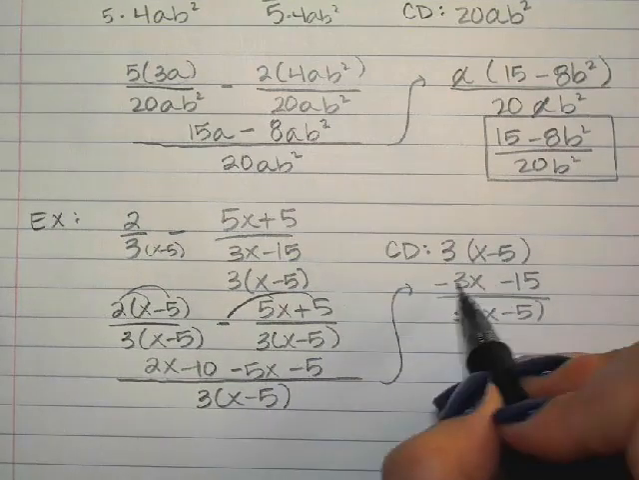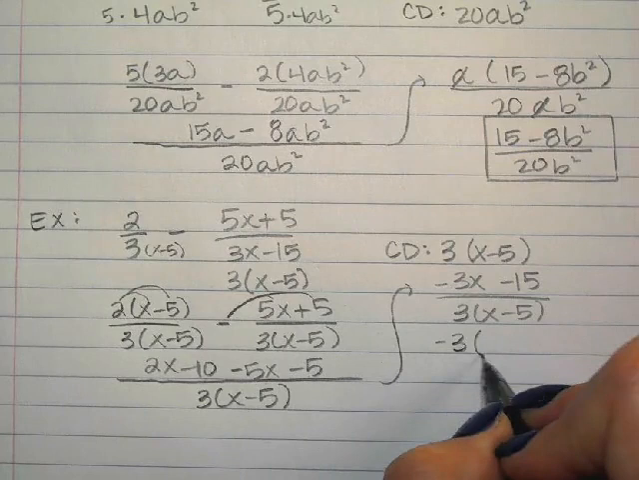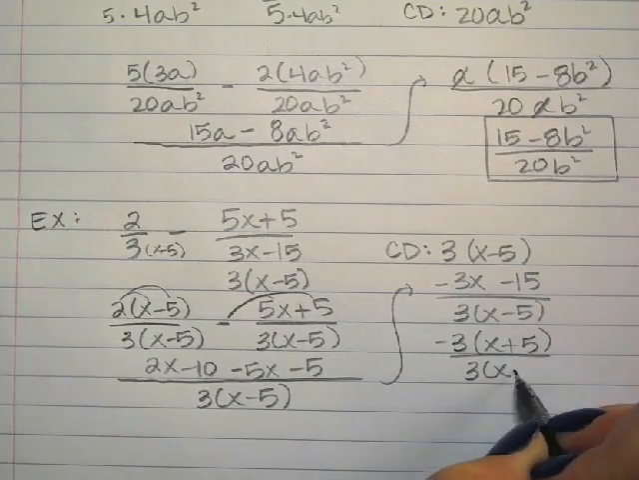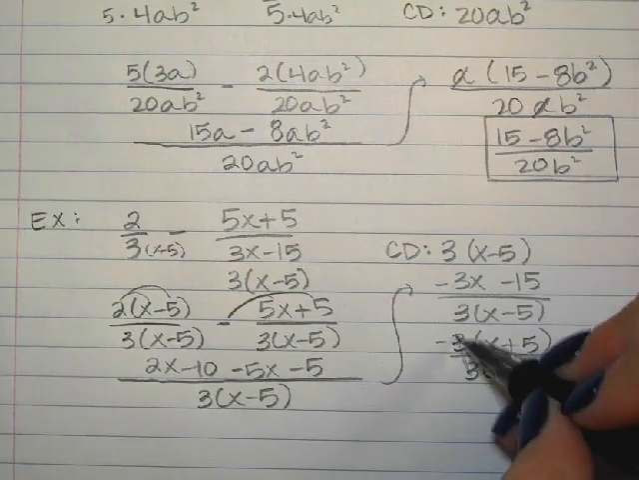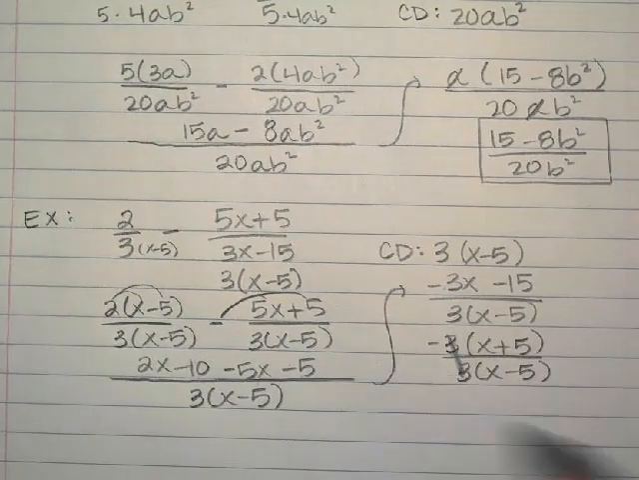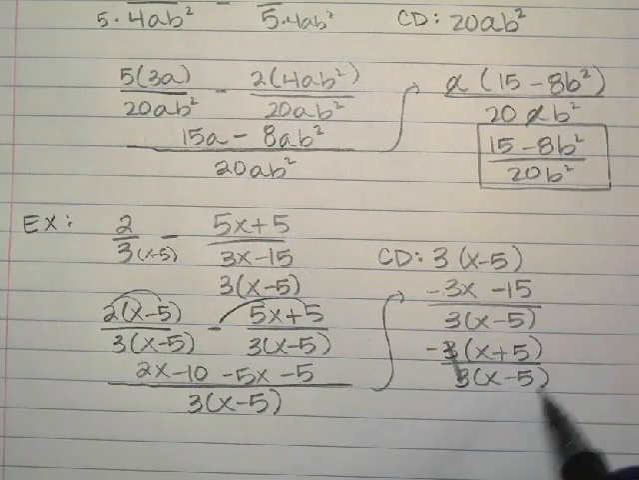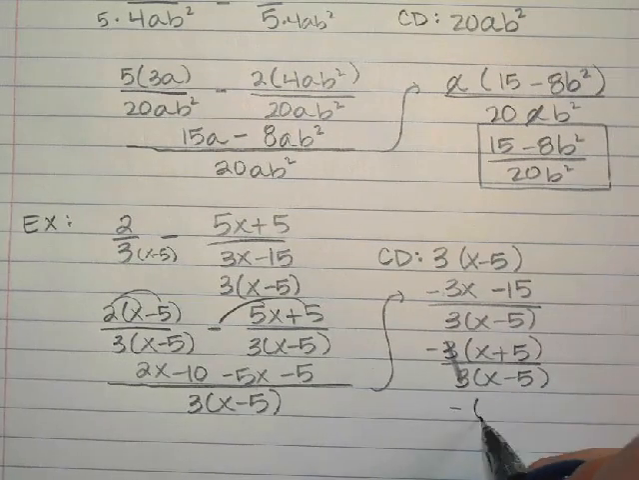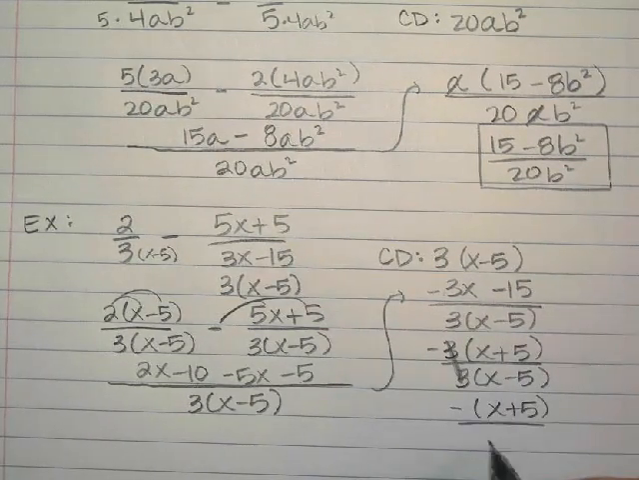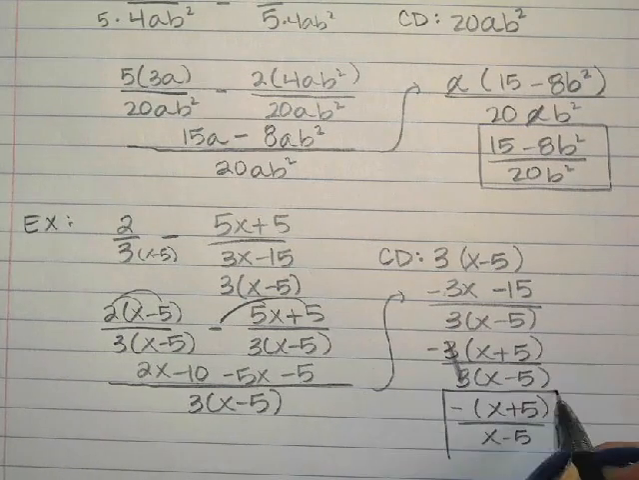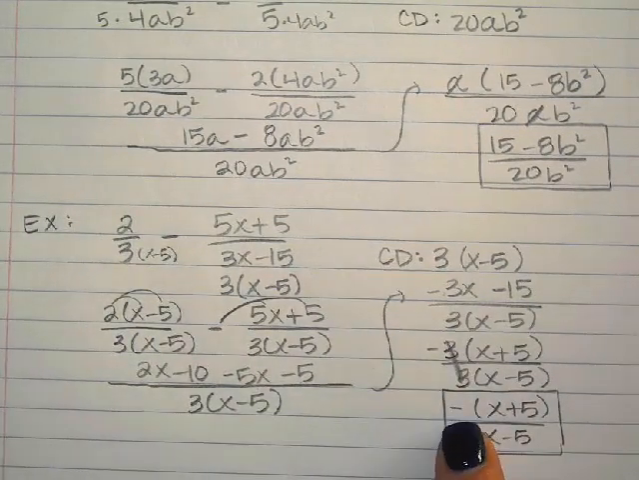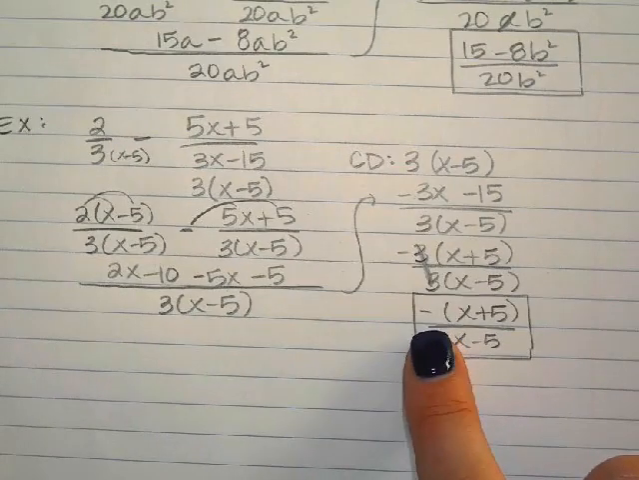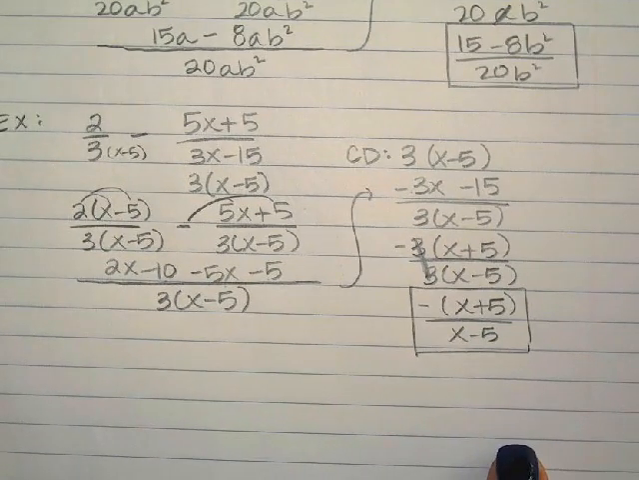On the top, I can factor out a GCF of negative 3, and that leaves me with x plus 5. And I can see these 3's are going to cancel. It's going to leave the negative behind, but the 3's cancel. And then I have x plus 5 and x minus 5, and if I want to cancel those, I can't because they're not identical. So I have negative x plus 5 over x minus 5. I'm going to say that's my answer. If you want to take that negative and multiply it back through in the problem, you are welcome to do that, but it's not necessary.